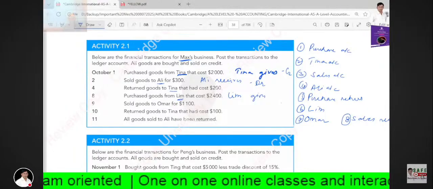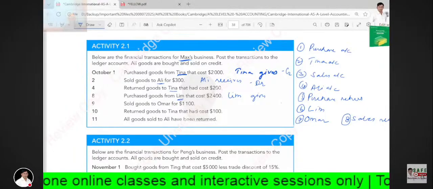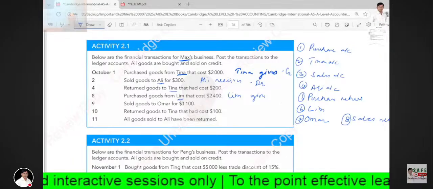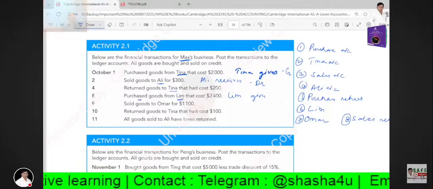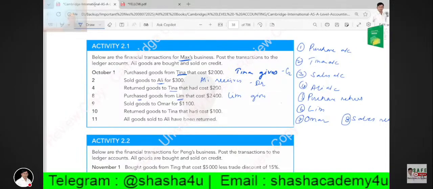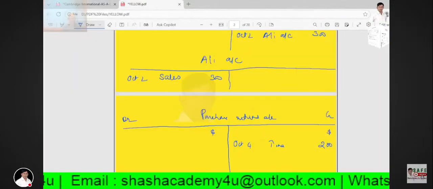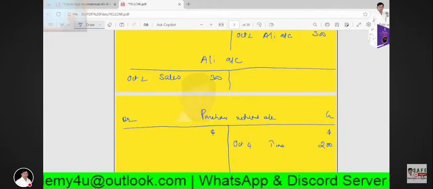When you purchase from Lim, Lim gives. So that's why we have to credit Lim. And purchases is an expense, so we have to debit purchases. The purchases account is already there, so we just write there 2400.